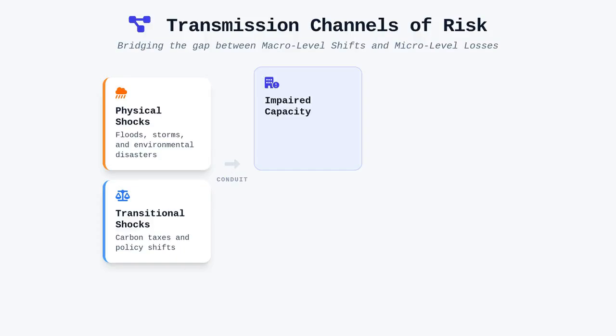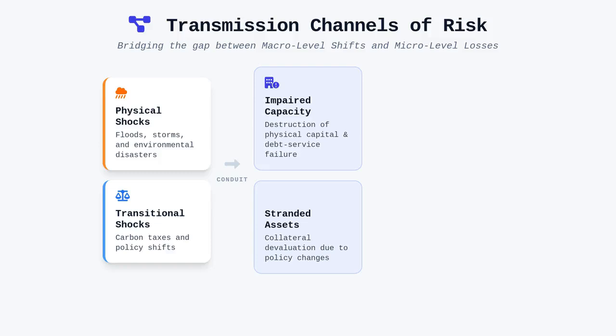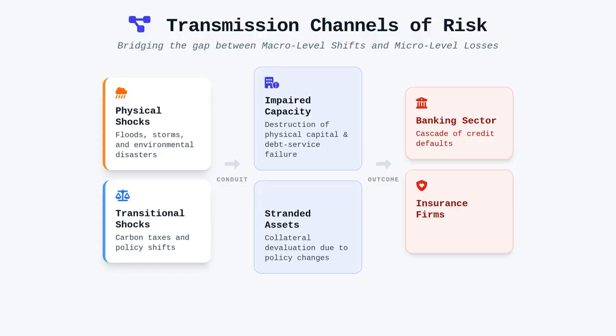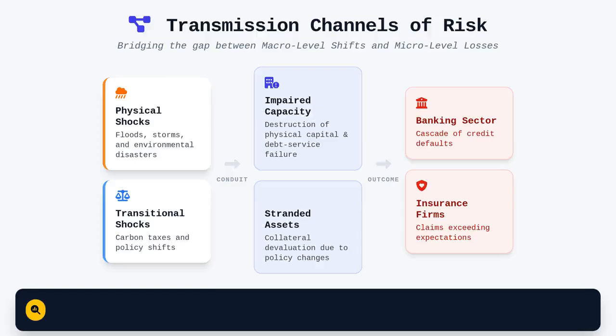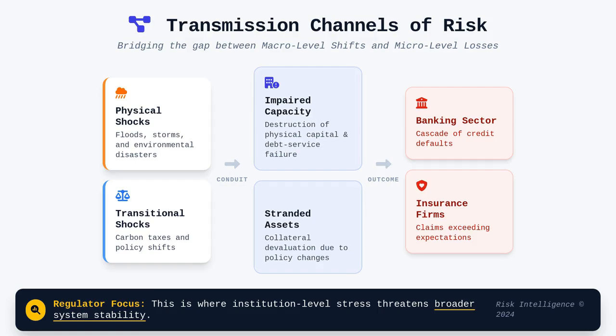A physical shock can directly impair the debt service capacity of a corporate borrower by destroying physical capital, while a policy shift can lead to stranded assets that once counted as collateral. For banks, this triggers a cascade of potential credit defaults. And for insurance firms, it generates an unprecedented volume of underwriting claims that may exceed historical expectations. These channels are the primary site of inquiry for financial regulators because they are where individual institution-level stress begins to threaten broader system stability.